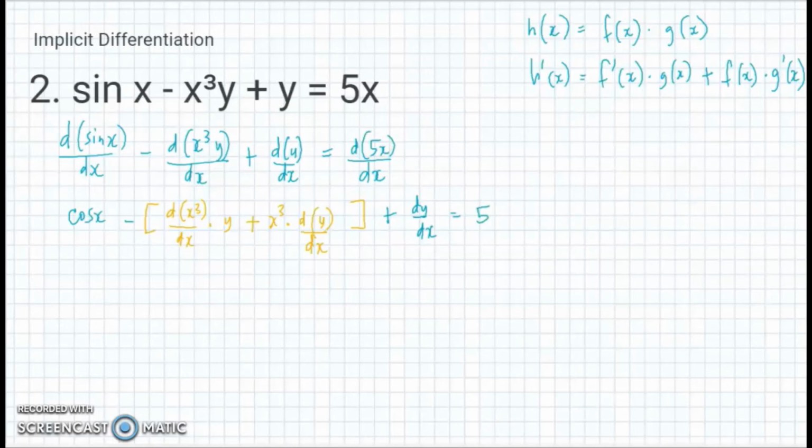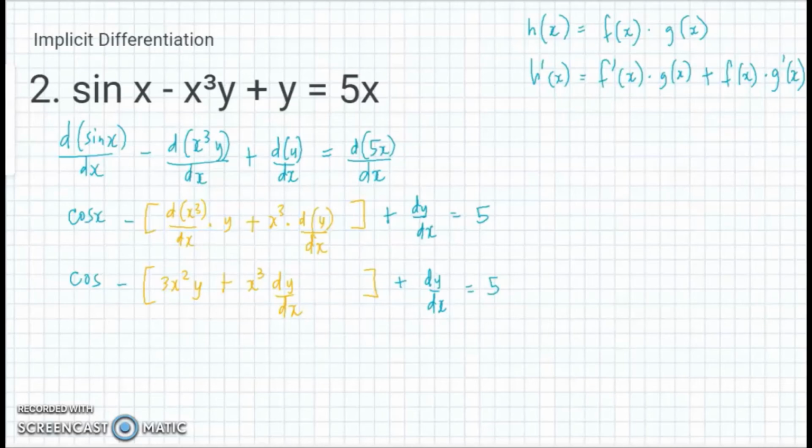Okay, simplifying further, we have cosine x minus, let's do the inside first, derivative of x cubed with respect to x. So just apply the rule. That will be 3x squared. And then we have the y there. So 3x squared y. Plus x cubed. So this is just a dy dx, right? So dy dx. Then we have our plus dy dx is equal to 5.